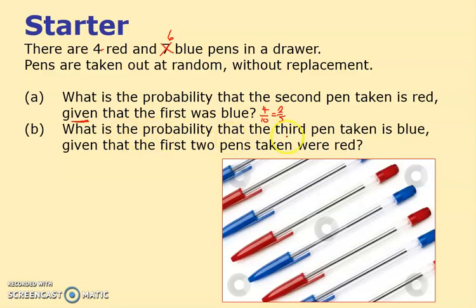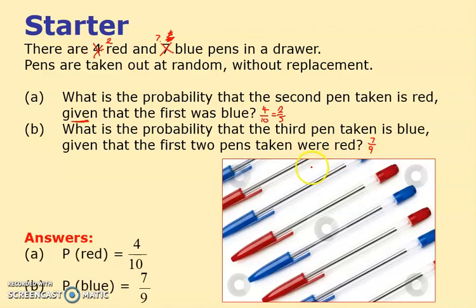Alternatively, what's the probability that the third pen is blue, given that the first 2 that were taken were red? So this is back to 7 again, and the first 2 were red, so I've only got 9 left now. I've got 7 blues still. What's the probability the next one is blue? Well, that's 7 out of 9. This is a reminder of the word given. Something's happened, and our job is now to calculate another probability based on the fact that that has happened.